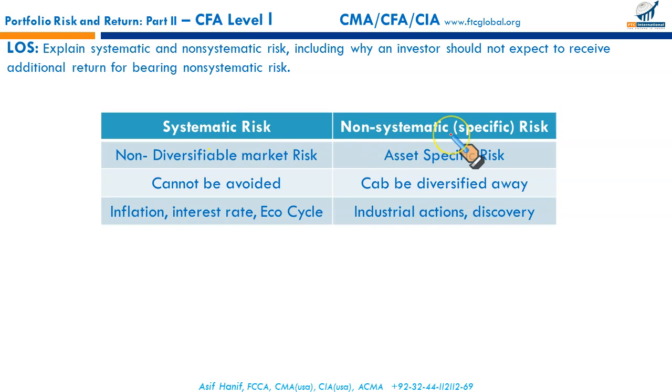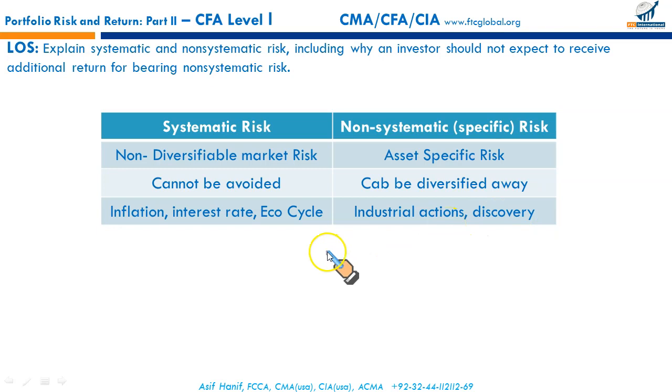When we say non-systematic risk or specific risk, these are asset-specific risks: risk specific to a unique investment, a unique company where you're investing. This can be diversified away. Examples are industrial actions, discovery of major oil and gas reserves, and so on and so forth.